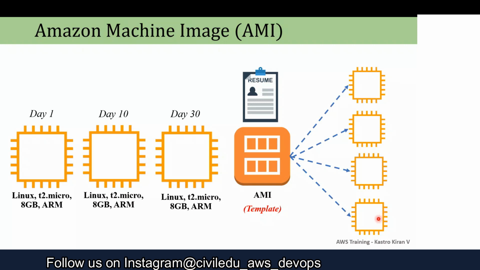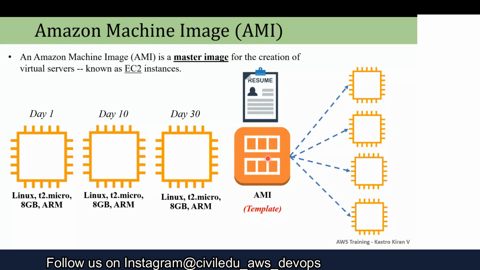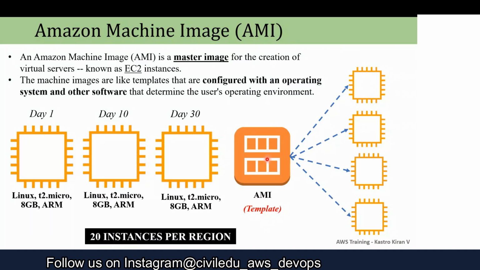Now the question is, how many instances can be launched by using one AMI? Here you can launch a maximum of 20 instances per region for one AMI. By using one AMI, we can launch 20 instances per region. So that's something that we are going to see now.